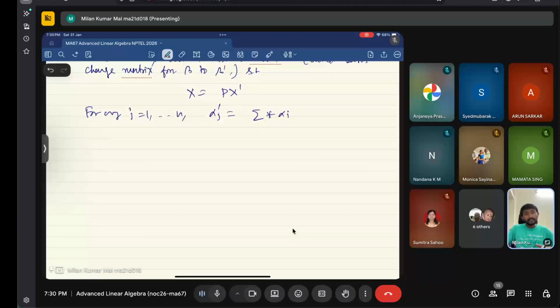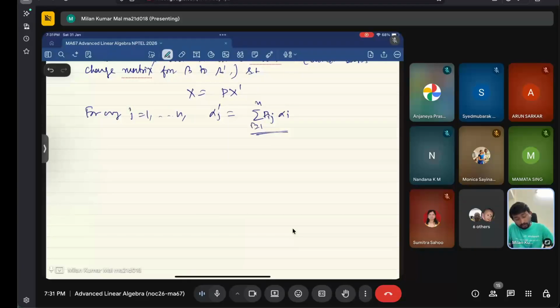Okay, and alpha is a basis. Alpha j dash may be a basis, that doesn't matter. They are elements, so we can write them in terms of alpha i as a linear combination. Let me write it as p_ij, i equals 1 to n. This is the p_ij entry.